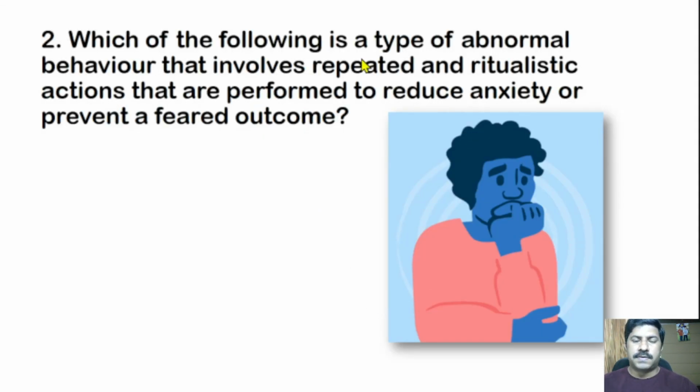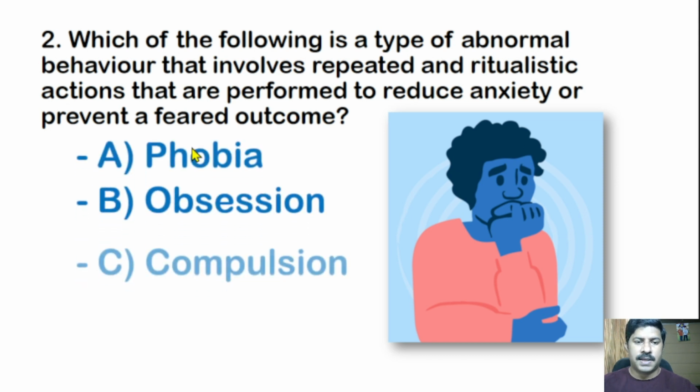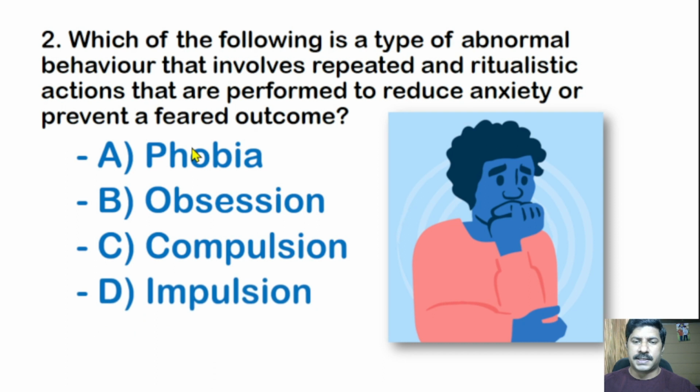Next question. Which of the following is a type of abnormal behavior that involves repeated and ritualistic actions that are performed to reduce anxiety or prevent a feared outcome? Options: phobia, obsession, compulsion, impulsion. Here, the correct answer is compulsion.